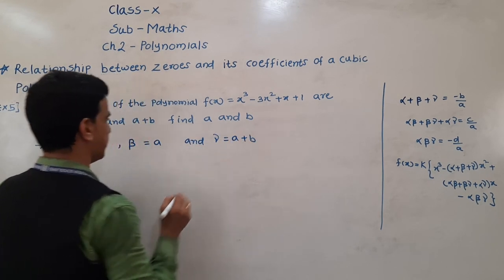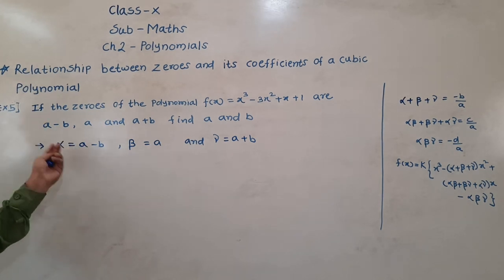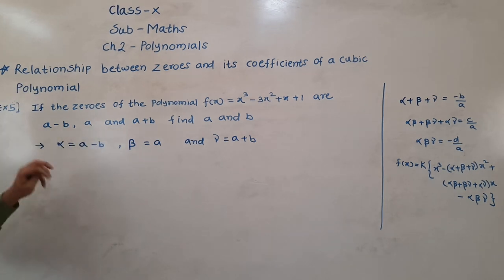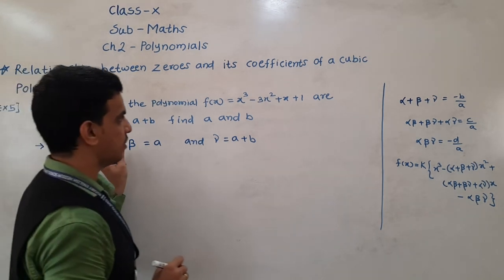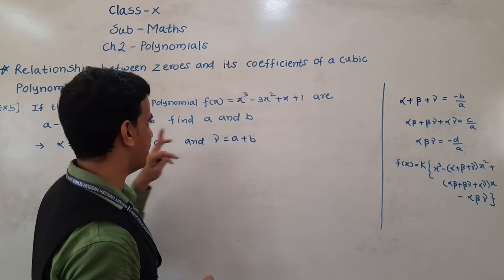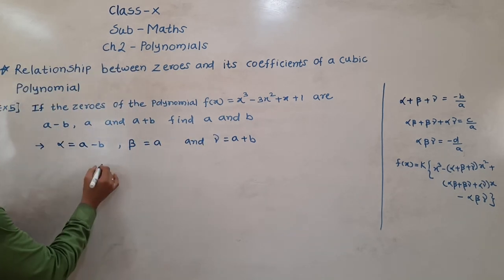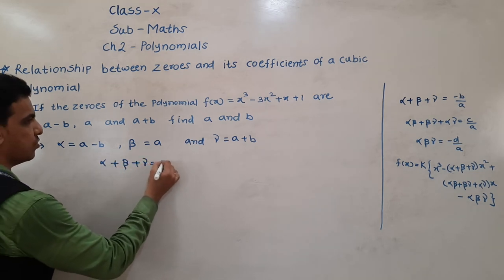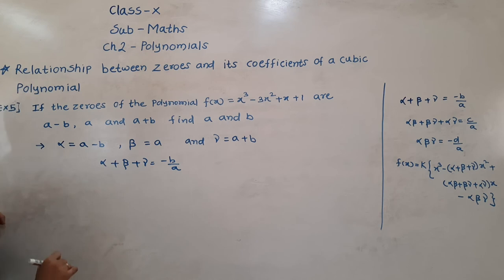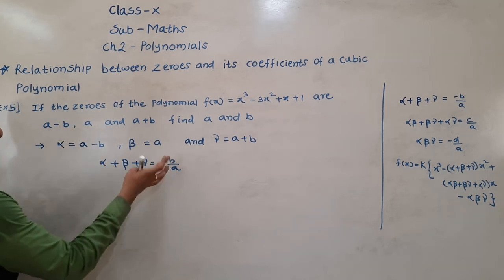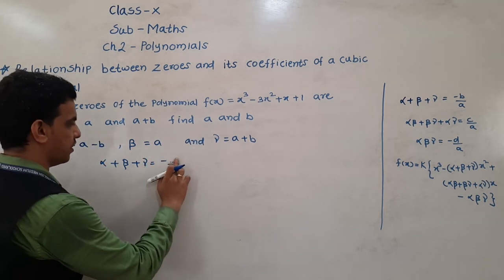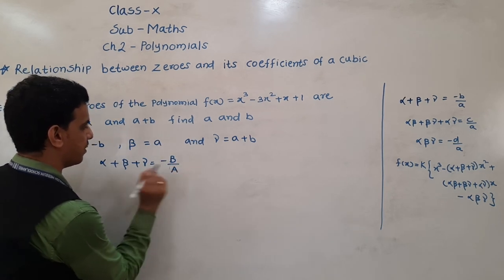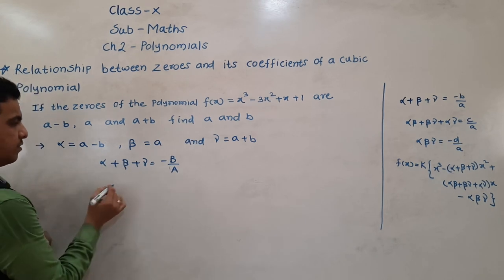Okay, you can change the order also, which means you can suppose this one is alpha, this is beta, this is gamma. Anyway, you can suppose that, and then we have to find the value of a and b. Okay, so the first relation is alpha plus beta plus gamma is equal to minus b by a. Okay, so this b and this b are different. Here, for that, I am supposing this one is capital B, and this is capital A. Okay, so alpha plus beta plus gamma.